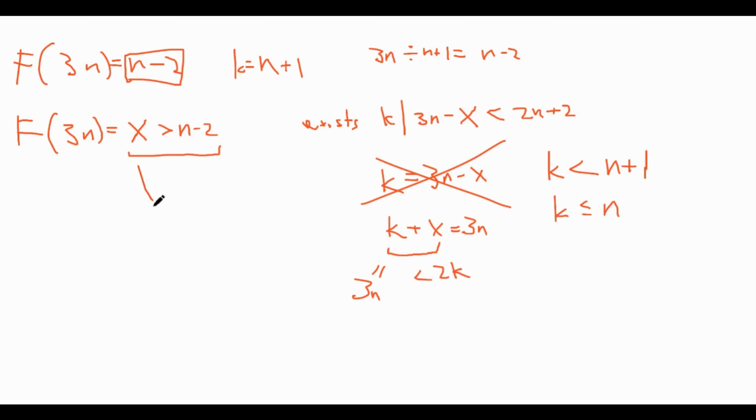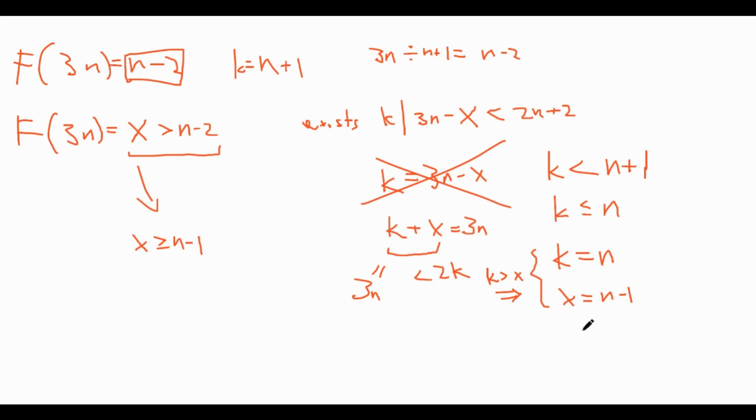And also, we look at this x. X is greater than n minus 2 means x is greater than or equal to n minus 1. Well, that's kind of restrictive. We know that k is less than or equal to n, and x is greater than or equal to n minus 1. And since x is a remainder when we divide by k, x must be less than k. So therefore, in fact, k is equal to n, and x is equal to n minus 1, because k is greater than x.